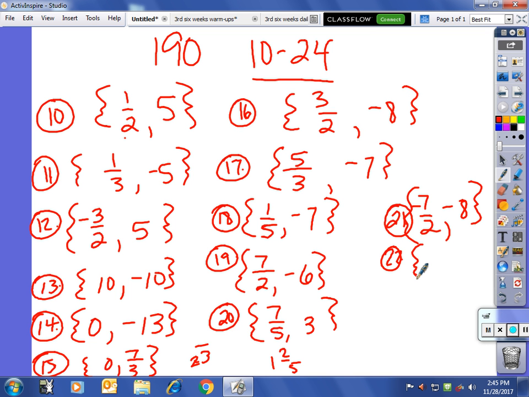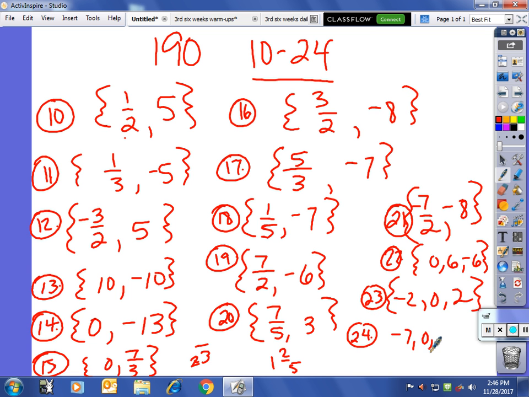22 had 3 answers, so every answer is a check or an x here. If you miss all 3 of them, you got to put 3 little x's. It was 0, 6, and -6, and it could be in any order if you did it in set notation. Or 3 points, (0, 0), (6, 0), (-6, 0). Same thing for 23. -2, 0, and 2 were the 3 roots. And 24 was -7, 0, and 7.